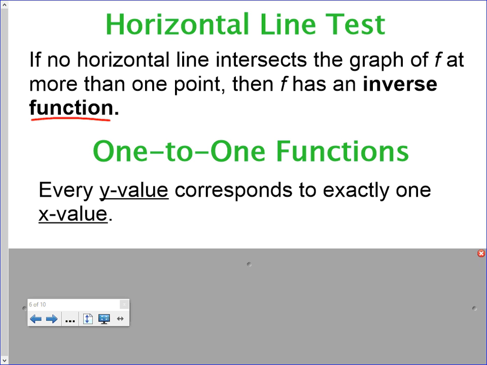Now, we are going to use the horizontal line test because I am only asking you to find inverse functions. So if you graph something and it does not pass the horizontal line test, then you do not need to find the inverse. Because then the inverse would not be a function. You are only finding the inverse function. Let's look at some examples.